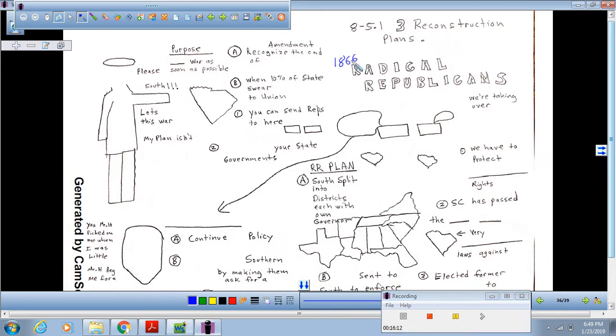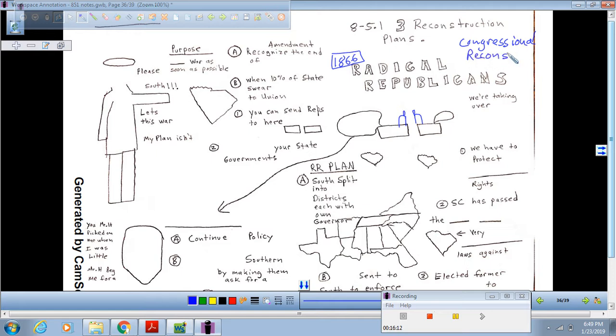So, in 1866, the radical Republicans were elected to Congress, and they passed a Congressional Reconstruction plan. And Congressional Reconstruction, its goal would be to protect the freedmen from the actions of the former Confederate states, who were now doing everything in their power to keep African Americans in a state of fear, second-class citizenship, and without having any political power whatsoever.